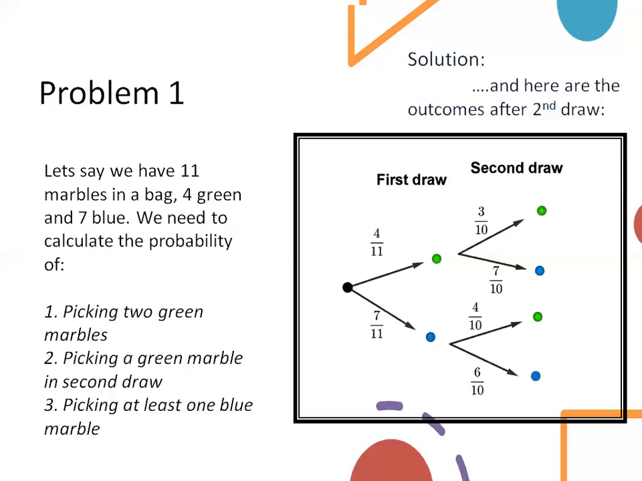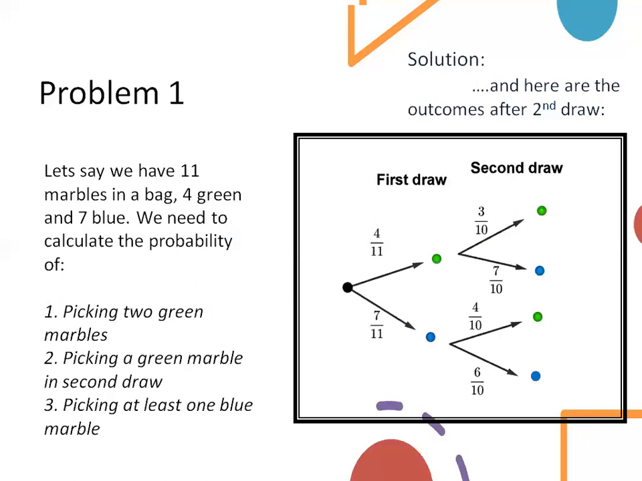If we picked a blue marble in the first draw, for the second draw, we have 6 blue marbles. The probability of picking a blue marble is now 6 by 10. However, green marbles were left intact. The probability of picking a green marble is 4 by 10.